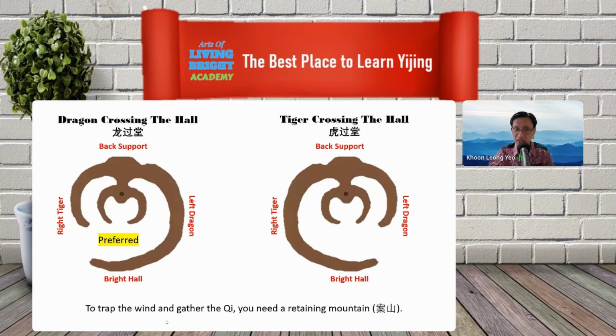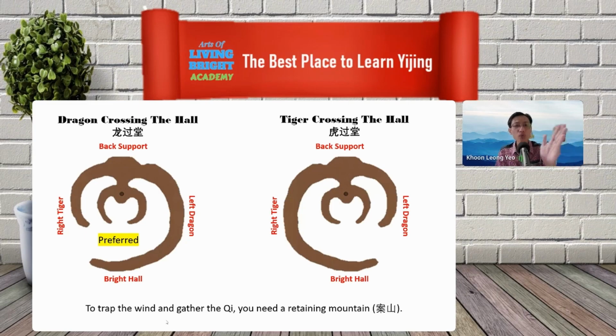And if you want, for example, business, if you want your employees to be loyal and obedient to you, you have those benefits. In terms of family, 婆媳之道, good balance, you have that. If you want children to be obedient and filial, you can have that also with the dragon crossing the hall layout. That's why most masters would recommend, if you have a choice, go for dragon crossing the hall.